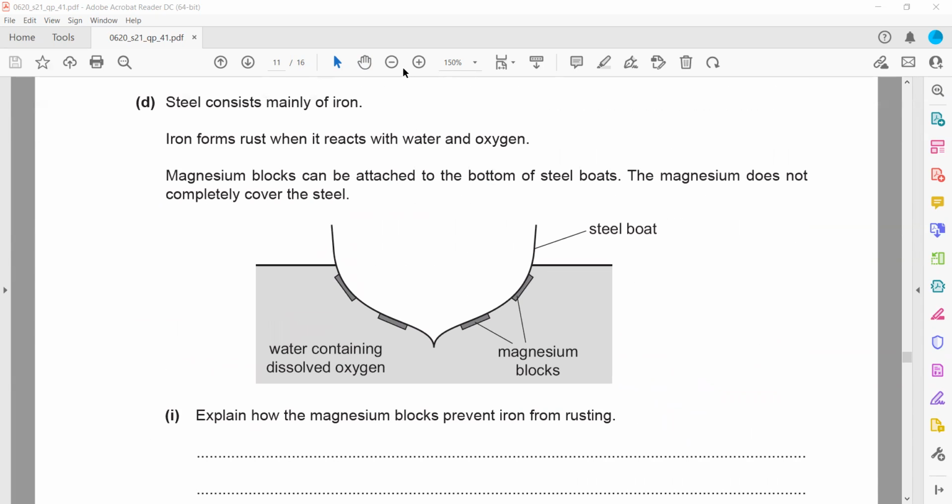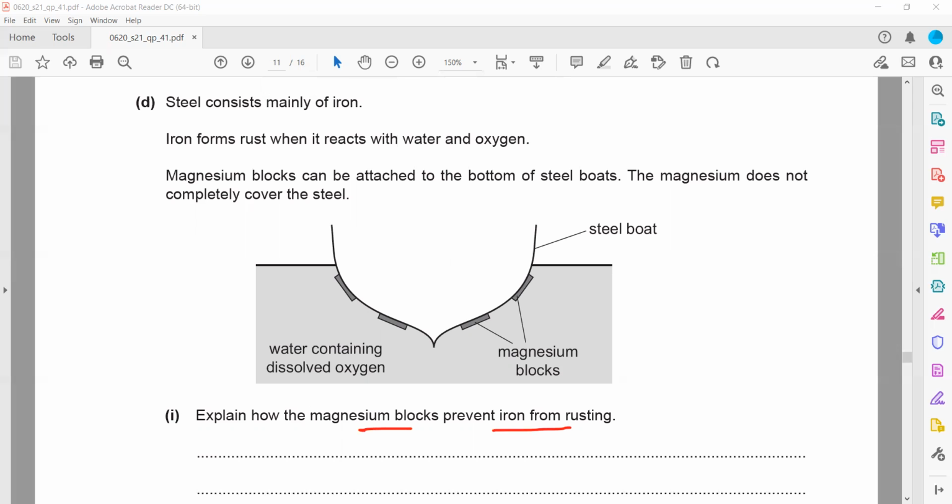Then this is how we protect the iron from rusting. This is sacrificial protection. Magnesium is more reactive than iron. So explain how the magnesium block prevents the iron from rusting.